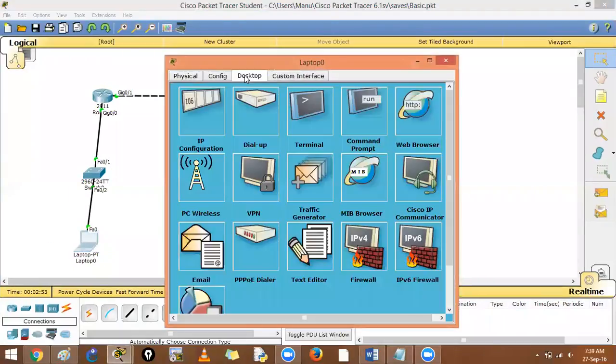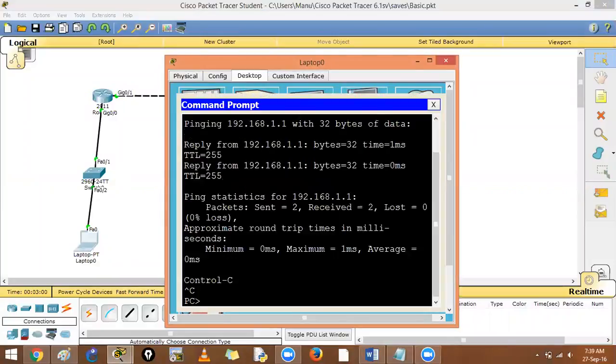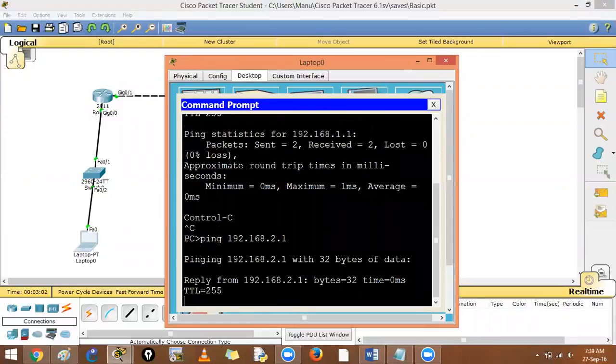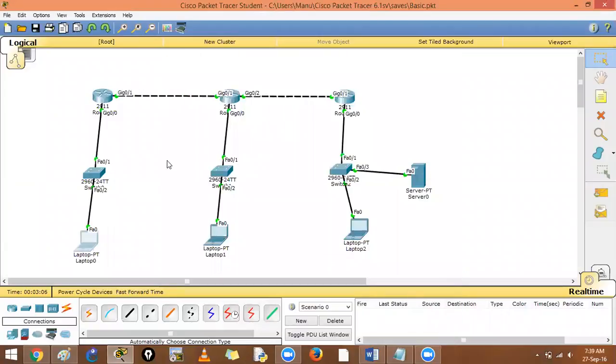Can I ping my default gateway? Ping 192.168.1.1. Yes, I can ping my default gateway, and I can ping 2.1, but I will not be able to ping 2.2. Why? Because there is no routing protocol running as of now. I have assigned the basic IP addresses over here, here, and all the basic IP addresses have been assigned. Now let us start the routing protocol.